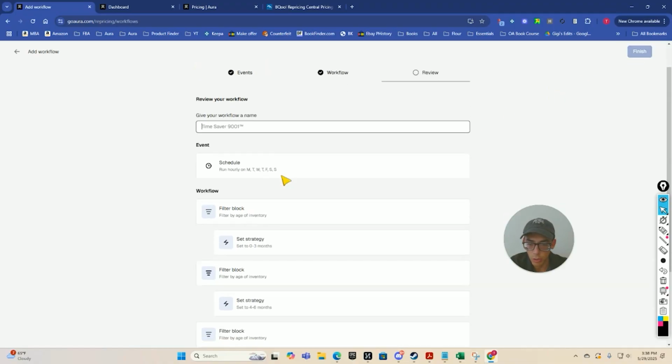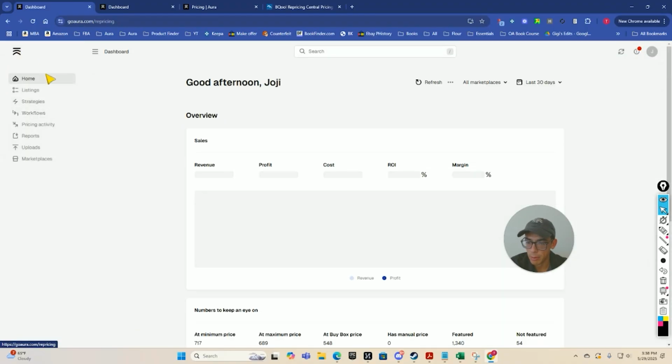And I think that's going to make a huge impact. So then you'd go to continue and go ahead and name it. And again, what's going to happen is every hour of every day, Aura is going to check the age of the inventory and then put it in a specific repricing rule based upon its inventory age. Really cool. So I'm going to go back because I already have mine.